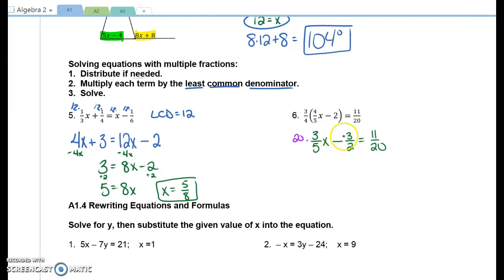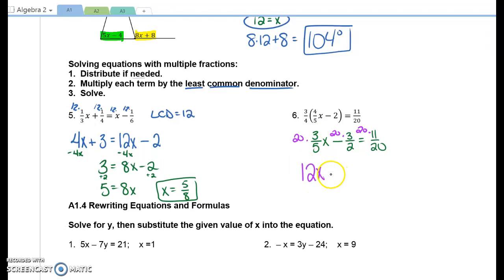We're going to multiply each of these terms by 20. Now I happen to know that these numbers work pretty well. You can punch this into your calculator. 20 times 3 ABC button 5, or 20 times parentheses 3 divided by 5. Change it to a fraction. But you can actually do this kind of in your head. 20 times 3 is 60. 60 divided by 5 is 12. So this is 12x.